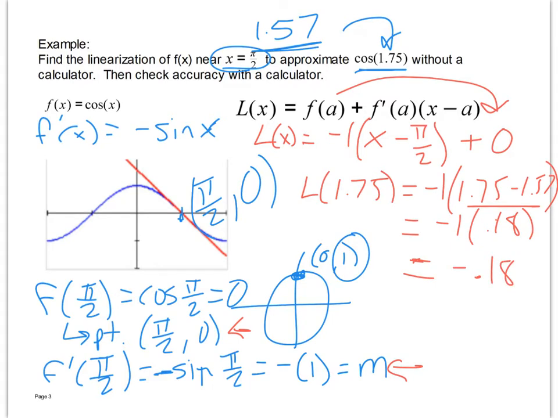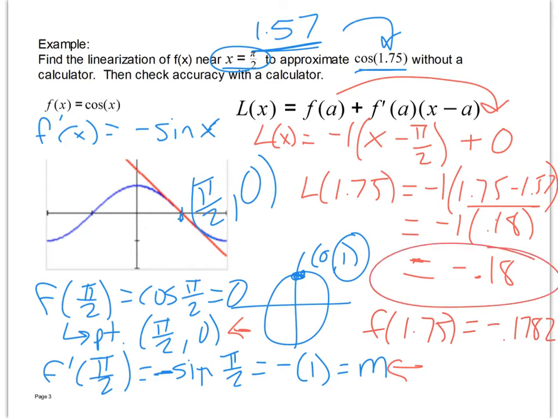It looks like if we go back over to our curve, cosine is just slightly below the axis, so that makes some sense. We're going to type that into our calculator and see how it compares. Now that I did that in my calculator, f of 1.75 is actually equal to negative 0.1782. So this estimate is pretty close. That is a close estimate of f of 1.75.